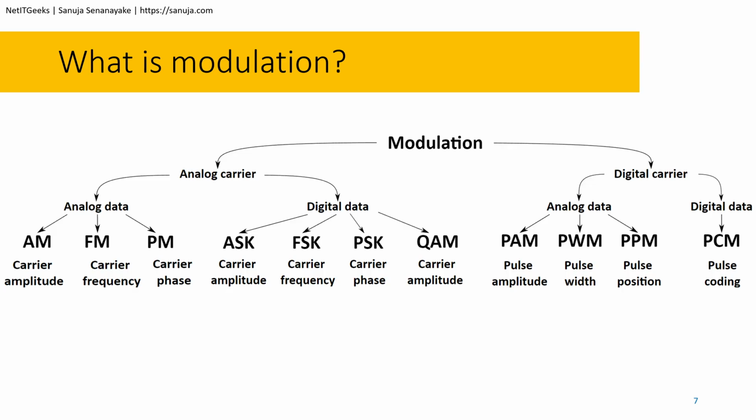When it comes to modulation, there are different types. I mentioned before there are major divisions in modulation, one called analog and the other digital. So we have analog carrier modulation and digital carrier modulation. For analog carriers, we have analog data and digital data divided, and for digital carriers, we have analog data and digital data broken out here.